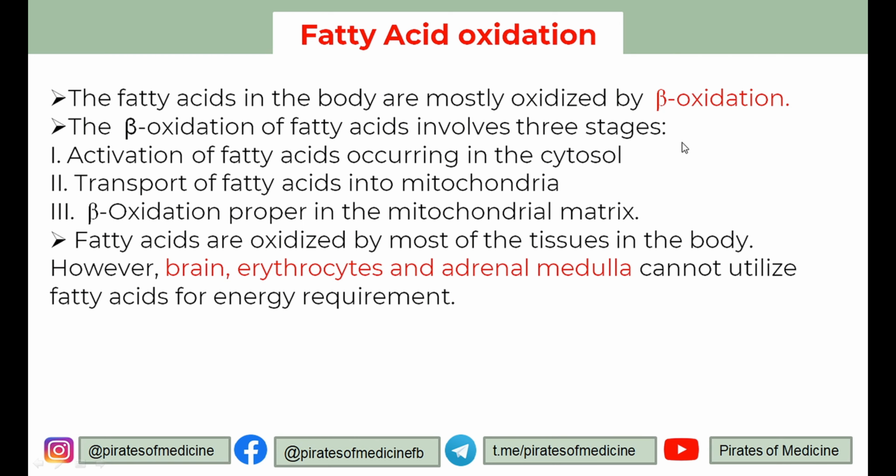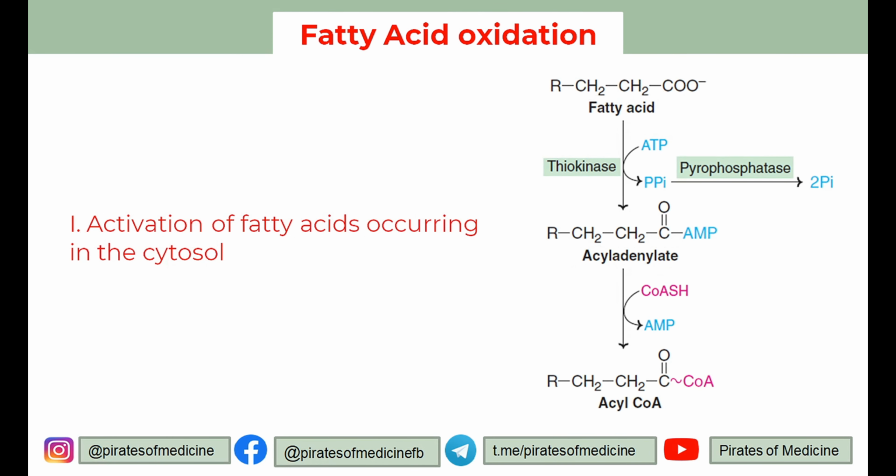One thing to note is that fatty acids are oxidized by most of the tissues in the body, but some tissues like brain, RBCs, and even adrenal medulla cannot utilize fatty acids for energy requirement. So they solely depend on glucose for their energy requirements. Anyway, the first process is activation of fatty acids. This is a normal fatty acid molecule. It is activated by a two-step process. First, thiokinase converts it into acyl adenylate, and then by adding coenzyme A it is converted into acyl coenzyme A. So this is the activated form of fatty acid.